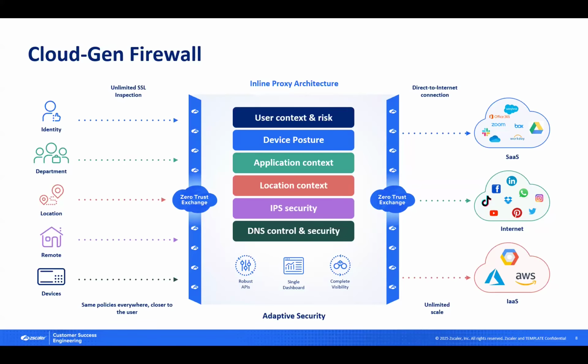Cloud Firewall's inline proxy architecture allows it to perform user context and risk analysis, as well as device posture analysis, to understand application context and location context, and to provide IPS security and DNS control and security. These elements combine together to allow for the same set of policies everywhere closest to the user. In addition, firewall logging provides complete visibility over non-web traffic. Unlike traditional firewalls that rely on appliances that must be purchased and installed in order to scale your capacity, the cloud firewall has unlimited scale.